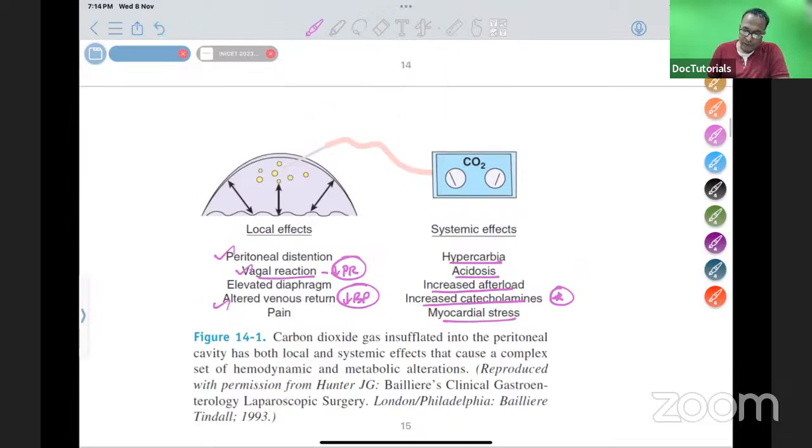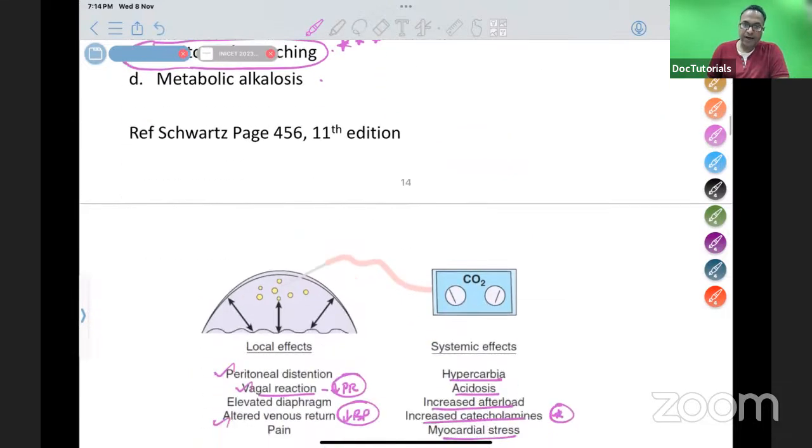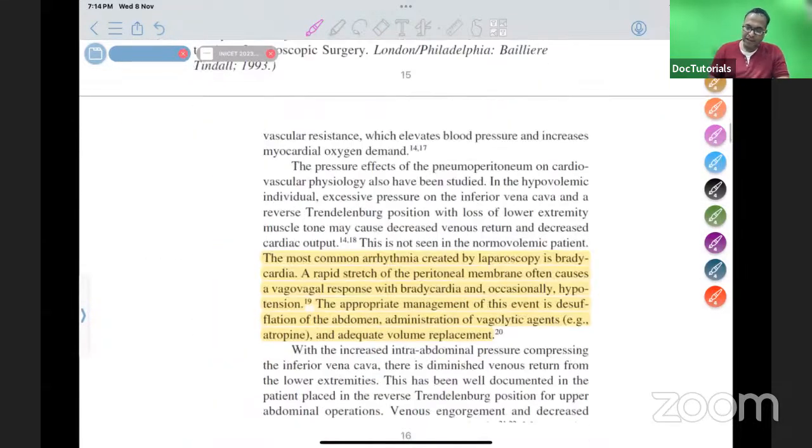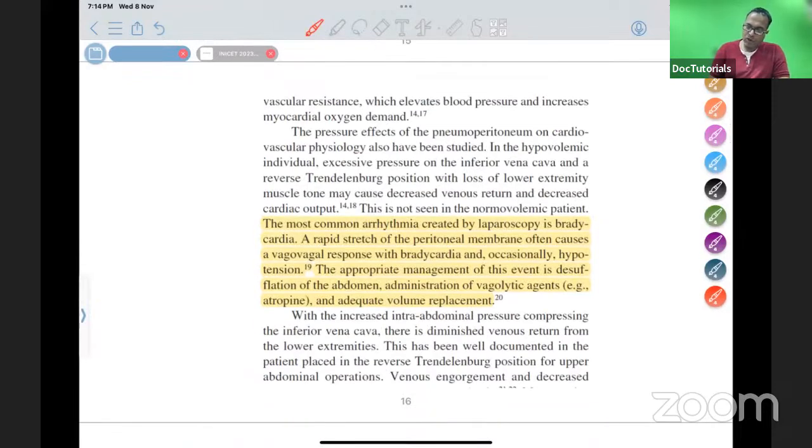Whenever you see an air embolism, it will not cause bradycardia. It is bradycardia. The question is very clear. The line from Schwartz: the most common arrhythmia created by laparoscopy is bradycardia. A rapid stretch of the peritoneal membrane often causes a vasovagal response with bradycardia and occasionally hypotension.